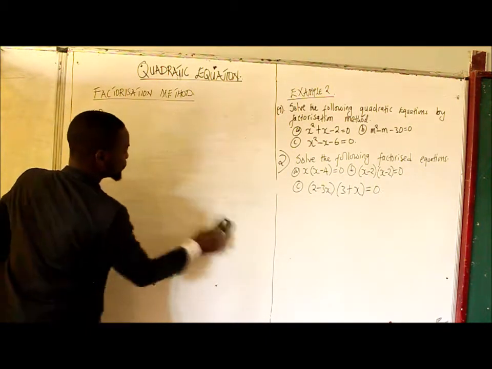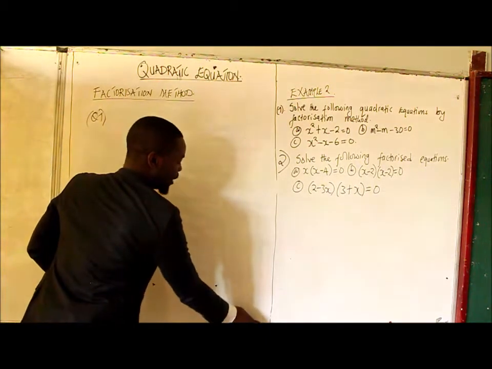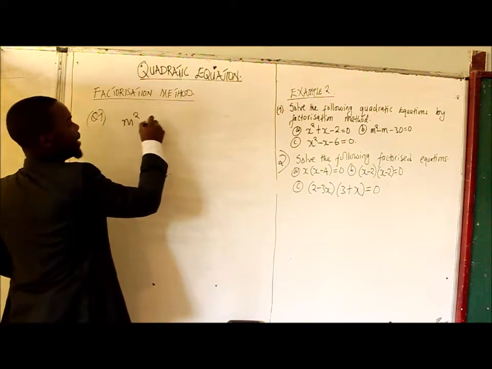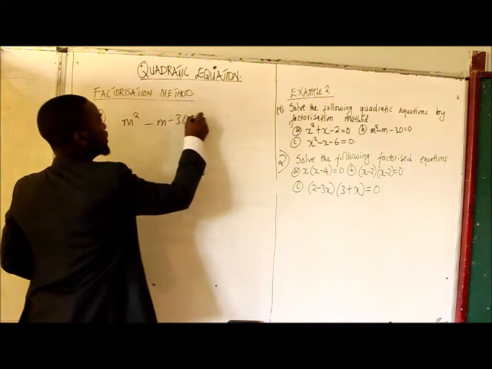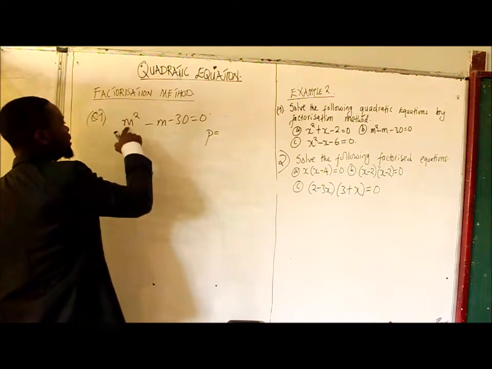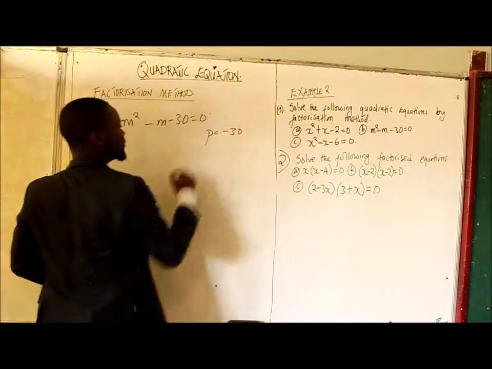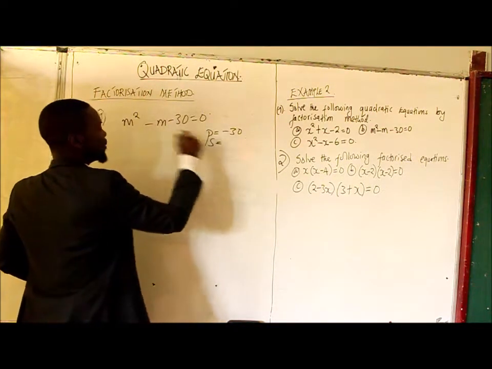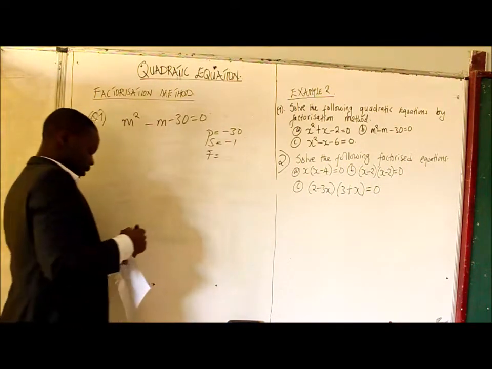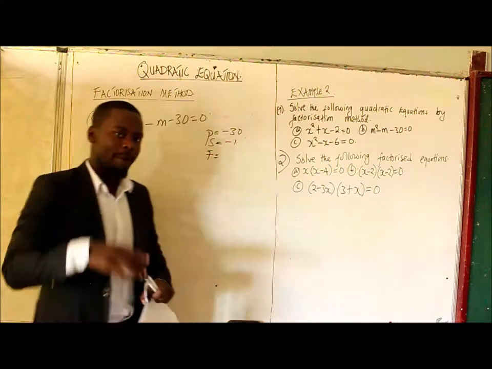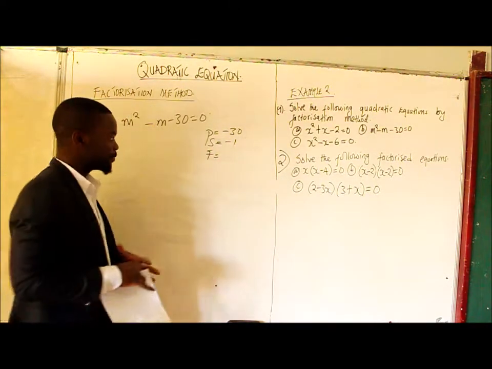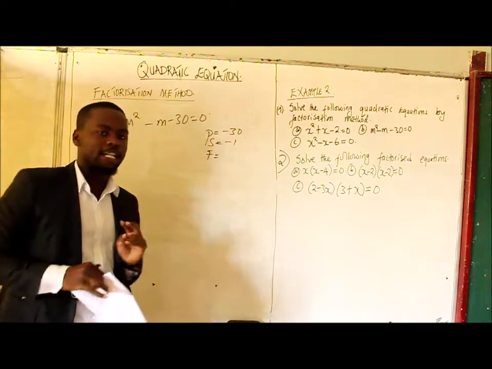Let's go to b. b is saying we have got m squared minus m minus 30 is equal to 0. As usual, we look for the product, which is 1 times negative 30, which is negative 30. The sum, which is what? Negative 1, the coefficient of m here. The factors. The factors, of course, those two numbers should be the factors of our product, which is negative 30 or just 30.